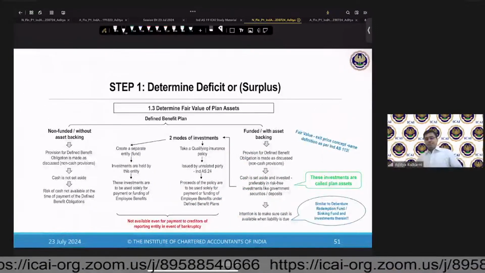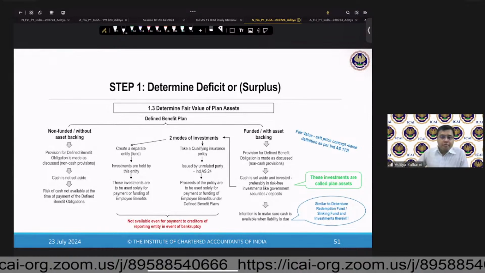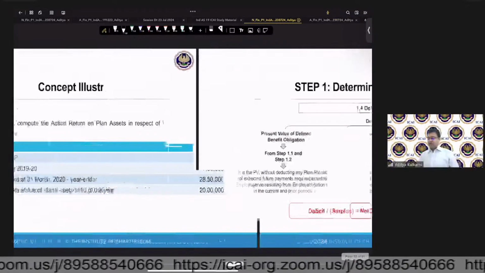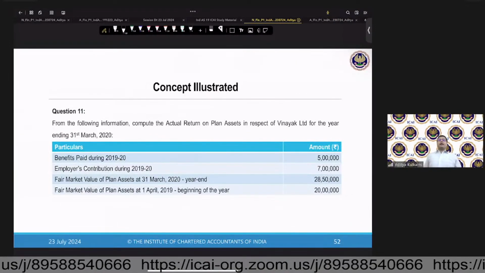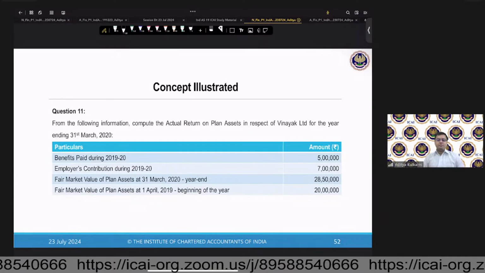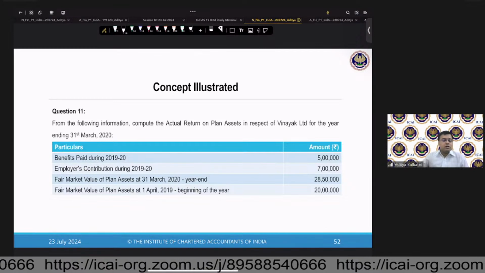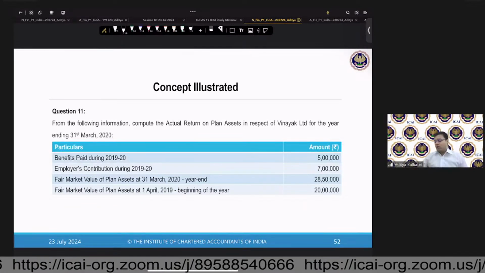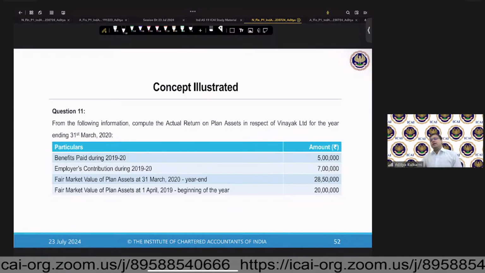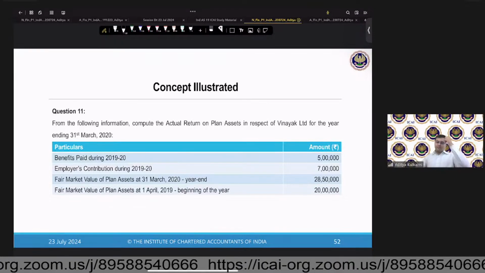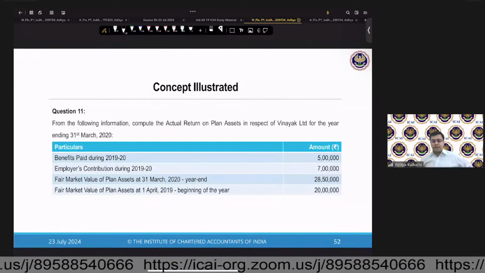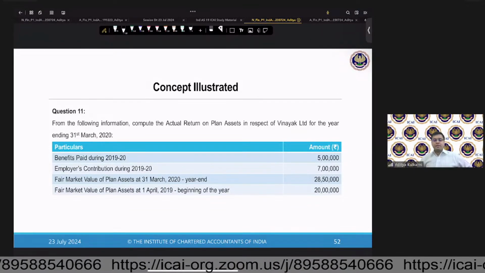Okay, so that takes care of the first step. Coming to the next one, we will then move on to what are plan assets and accounting for that. Until then, we can take a break. We'll take a 10-minute break. It's 8:35, so we reconvene at 8:45. Then we are almost done with Ind AS 19. Then I quickly brush through Ind AS 12 and we are done with it. Take a quick break, please.